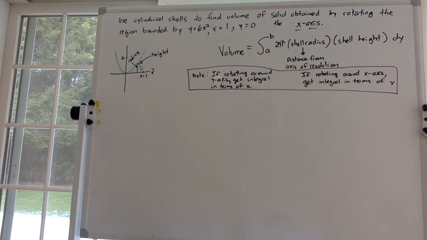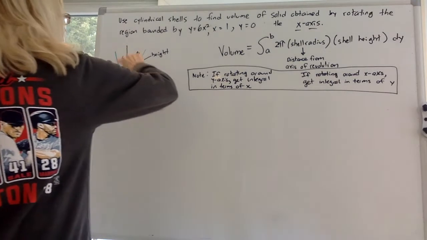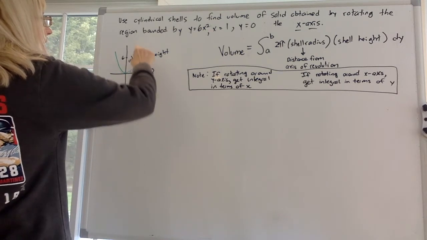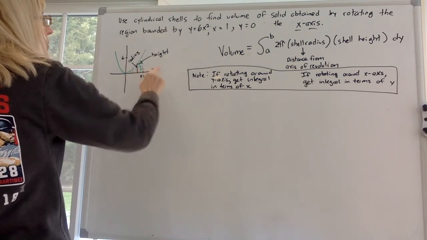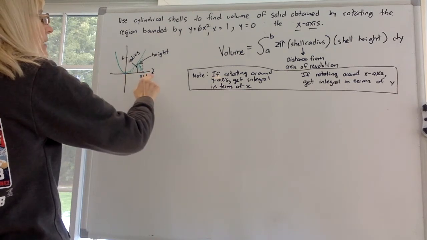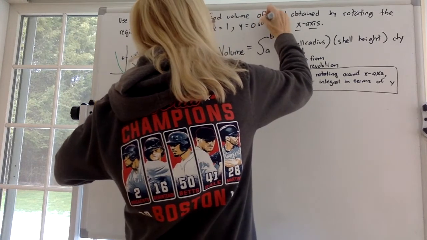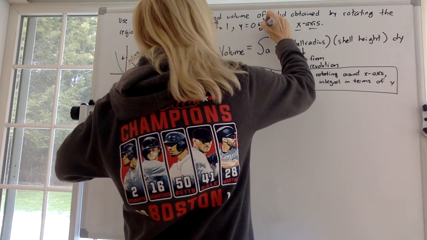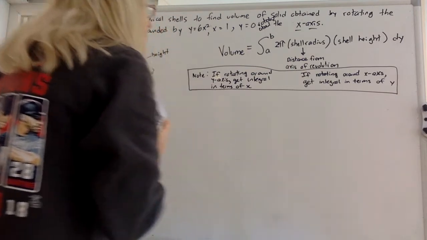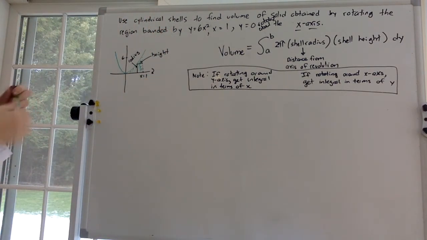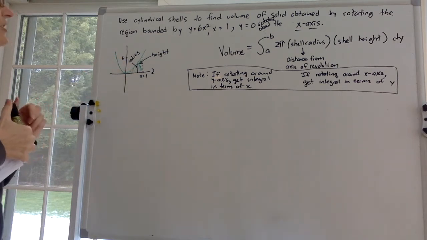Okay, in this problem they want us to use cylindrical shells to find the volume of a solid obtained by rotating the region bounded by, in green I put y equals 6x squared, x equals 1, y equals 0. Oh, this should say rotated about the x-axis. We're rotating about the x-axis, so that's why I have that little arrow there. So I think I shaded the correct region.